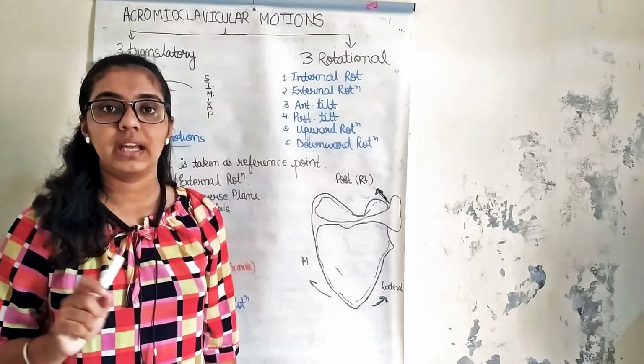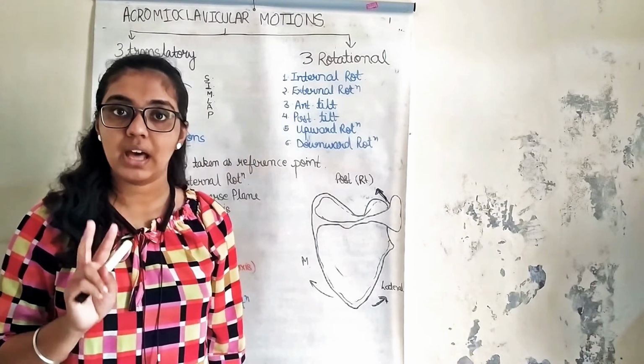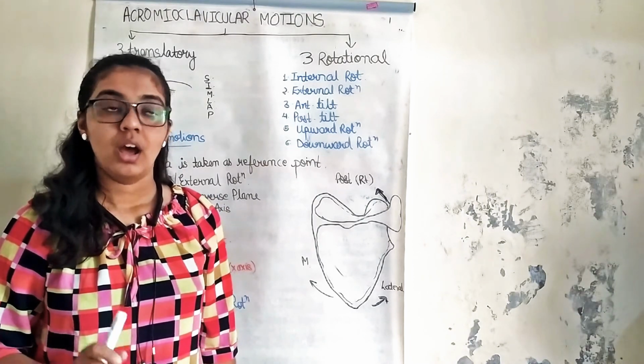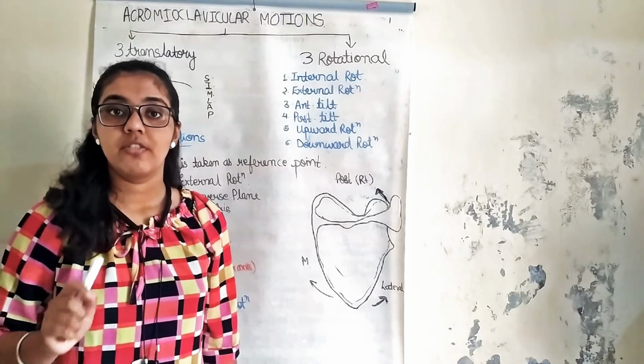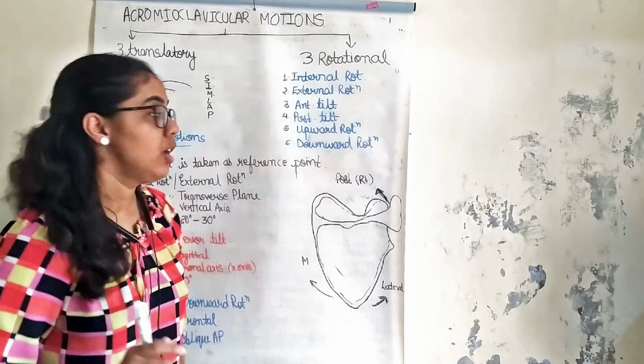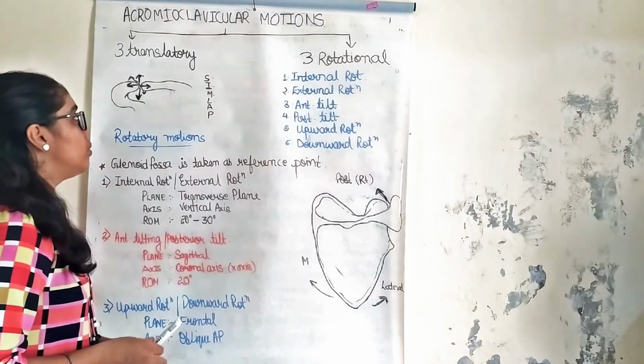The motions occurring at the acromioclavicular joint are of two types. One is translatory motion and second is rotatory motion. First of all, I am going to teach you about the translatory motions. So there are three translatory motions.